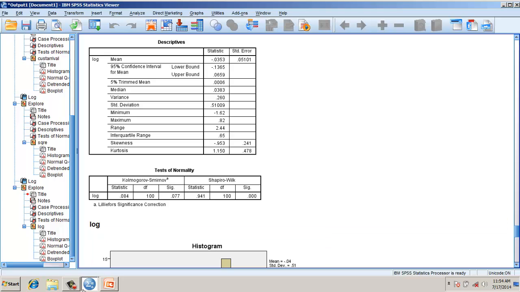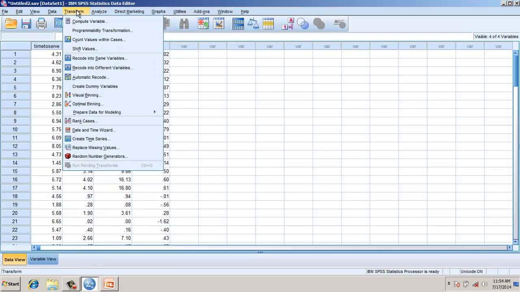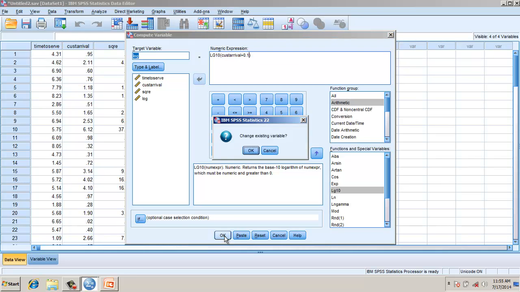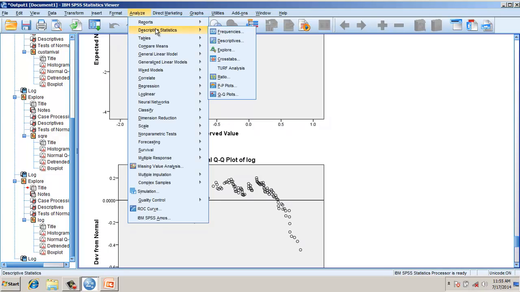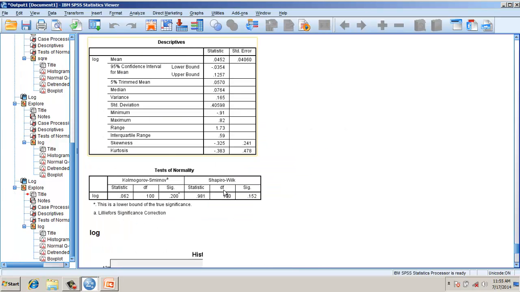So now we just do a small trick. Just add a very small number to the transformation expression. We change the existing variable. Then we go to explore. Yeah, it's log because the same value we have.